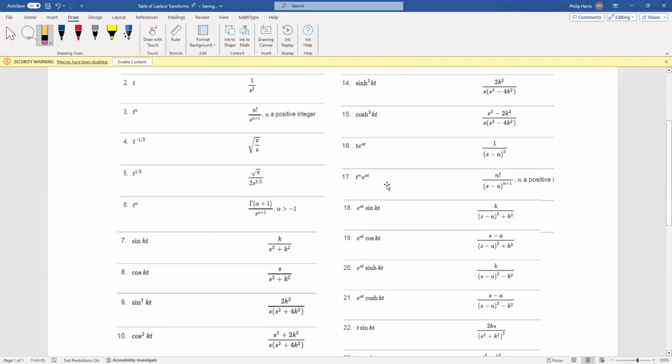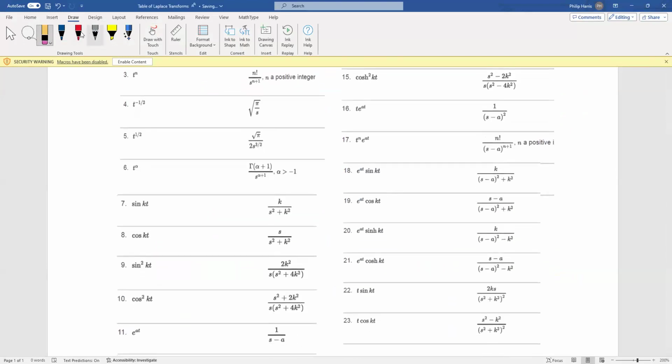So basically, this is this guy over here, yes? In this problem, we're going to need these two things. We have an s over s squared plus a number squared, and we have a k over s squared plus k squared. These become respectively cosine kt and sine kt. So these are what we would be using here. So let's go back to the problem.